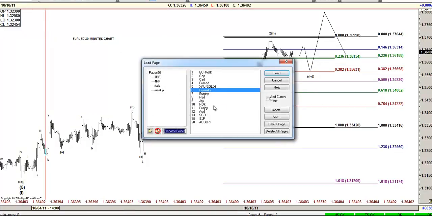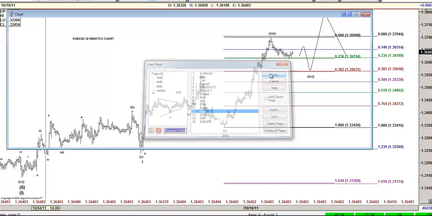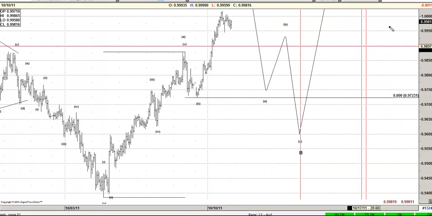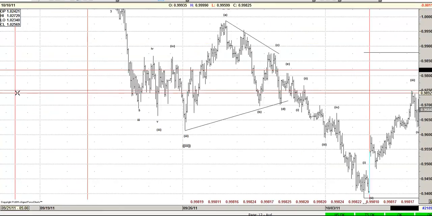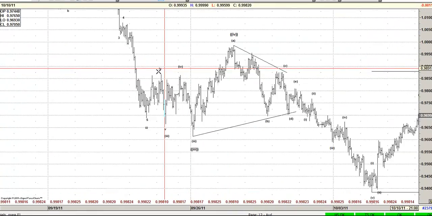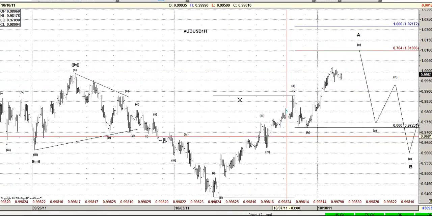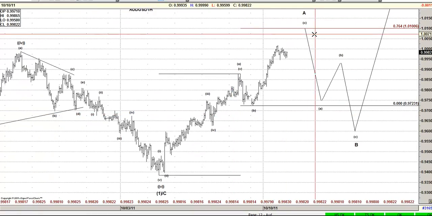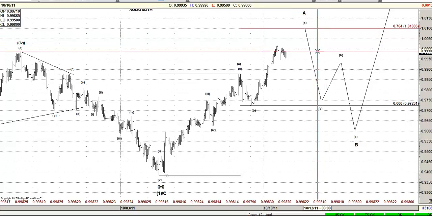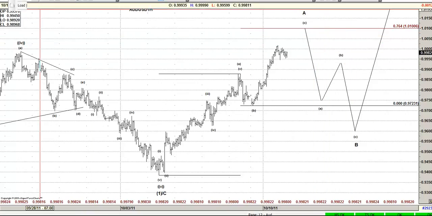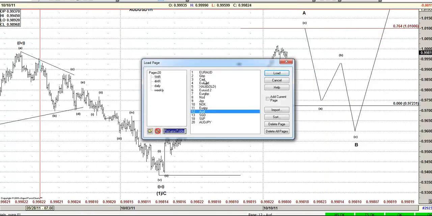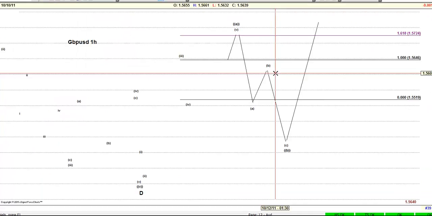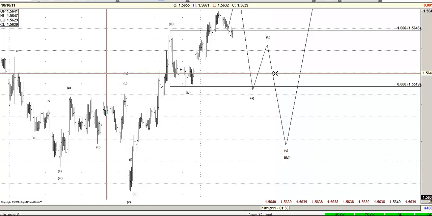Around the market, let me see what else. I believe that Aussie right here looks to be ending. Sorry, Aussie looks to be ending an ABC to the upside, targeting around 101 before going lower. Same with New Zealand, and then the most important, the one that I see more developed into the cycle, is cable.